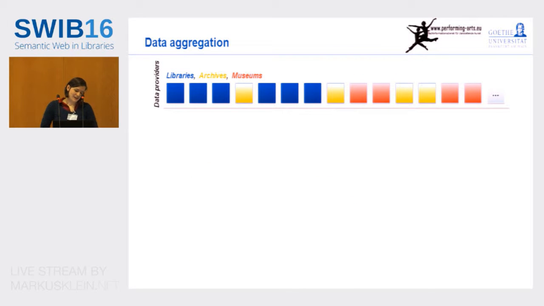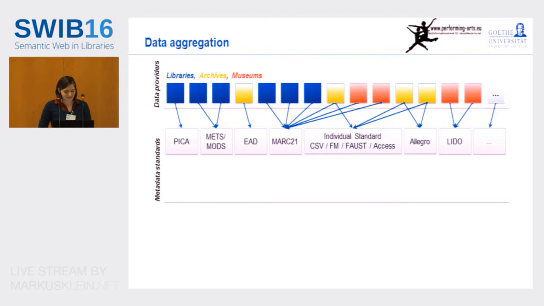So, as I told you before, we have a lot of different institutions involved: libraries, archives, and museums. And this is where the problem starts, because it's like Europeana, basically. From libraries we get PICA data and MARC data, and from archives we get EAD or some kind of individual standard. So we get Excel sheets or FileMaker, we have Faust databases, basically everything that's on the market. And from museums, we also get LIDO data. So you can see there's obviously some work to be done.